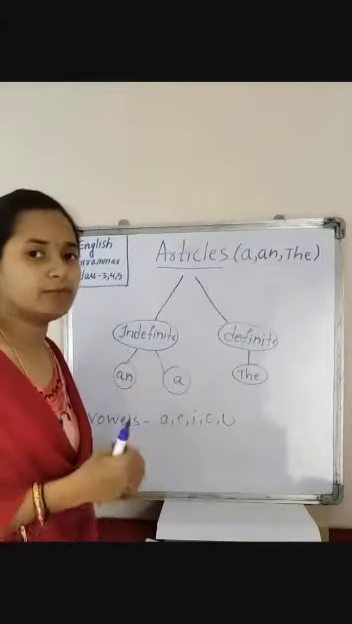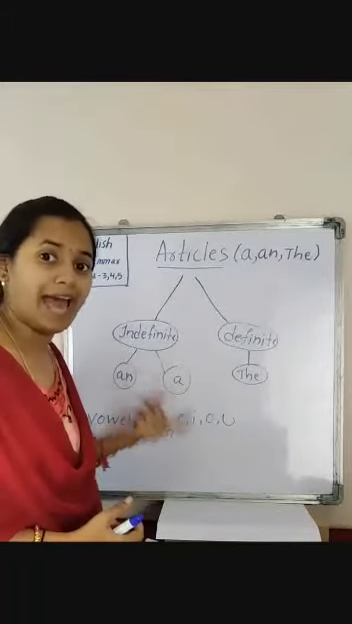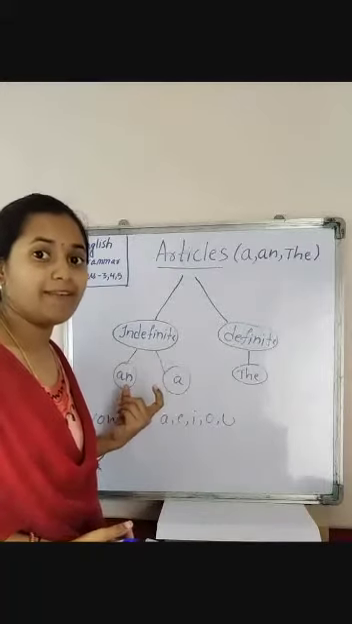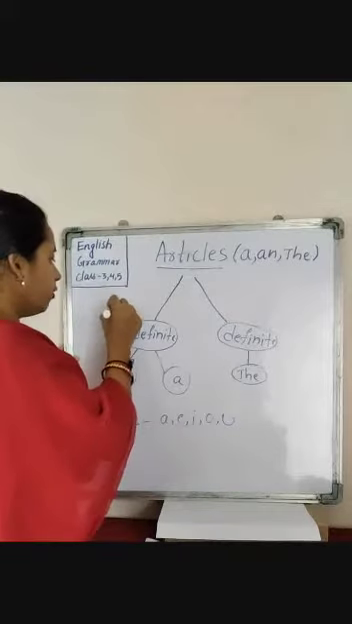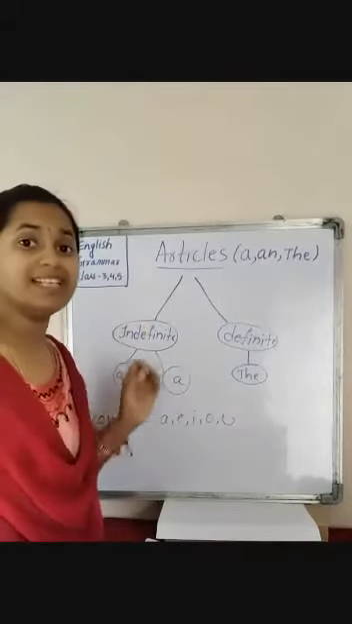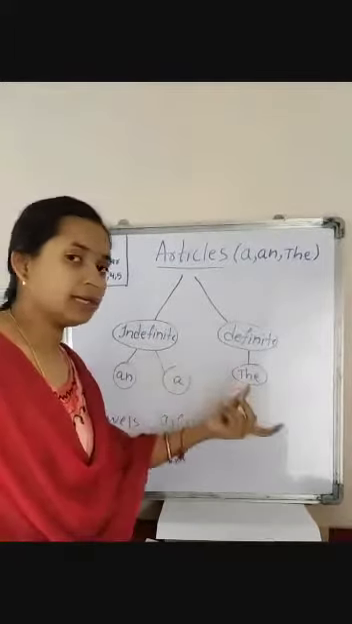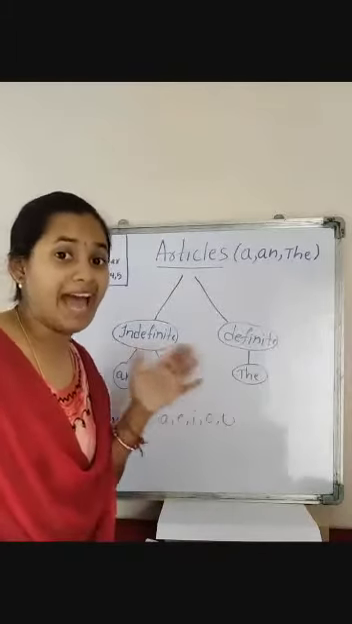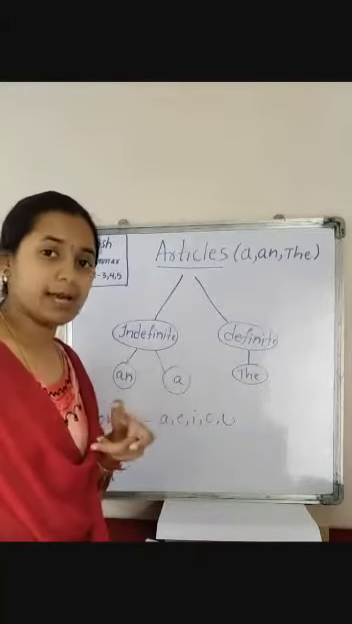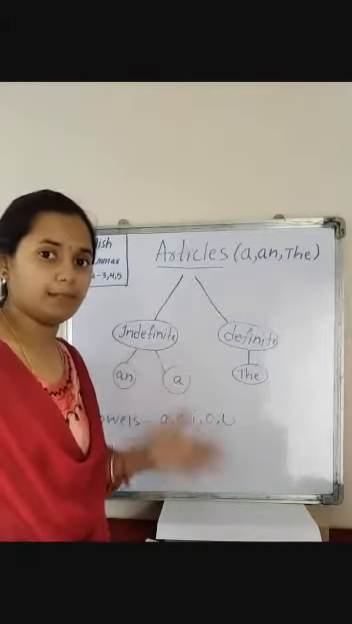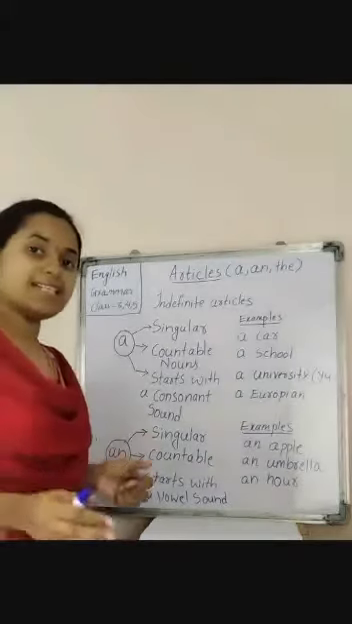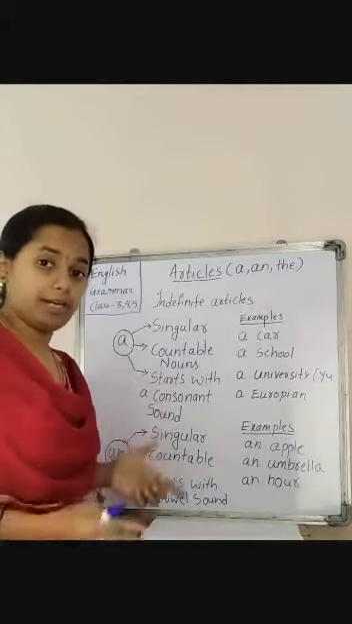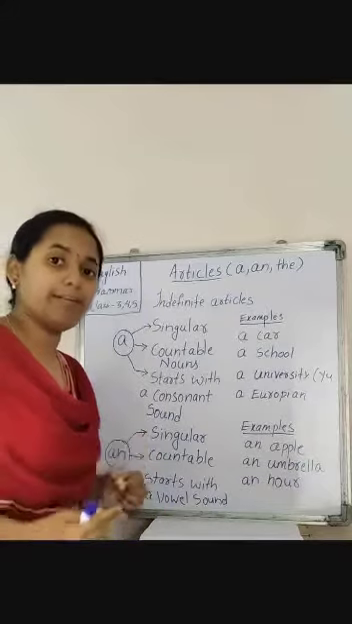That means for any word we can use a or an. But normally we use indefinite articles only for singulars. Okay kids? Okay? But the can be used for both singular and plural. So with examples we will discuss the same topic. As I said, a and an are your indefinite articles and the is your definite article.